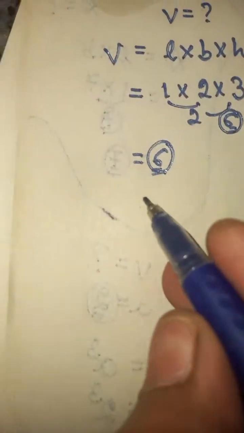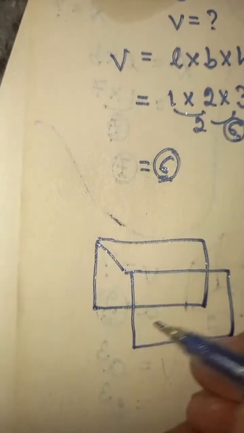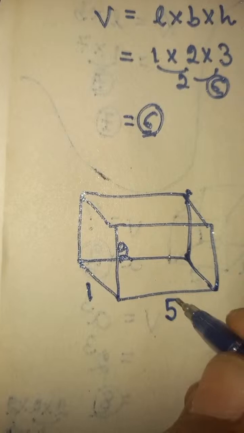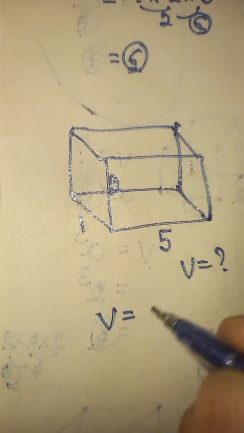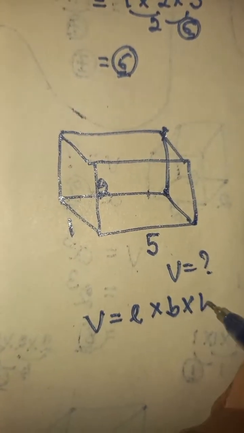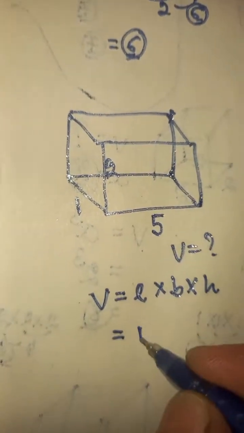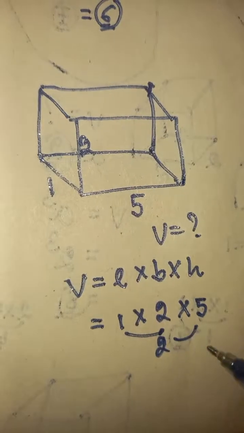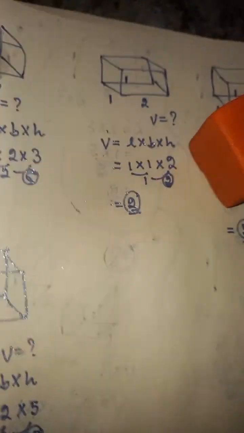Let's take one more. Here one more cuboid you're going to get. They have given the length, breadth and height as 1, 2, 5. So you need to find out the volume. Volume of this cuboid is also the same, length times breadth times height. So this is 1 times 2 times 5. 1 times 2 is 2, 2 times 5 is 10. 10 cubic units.